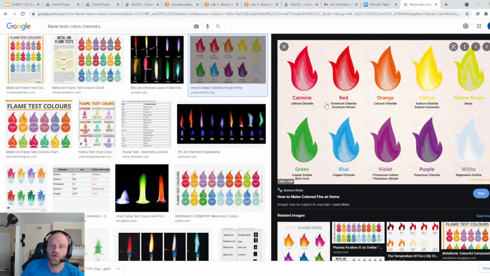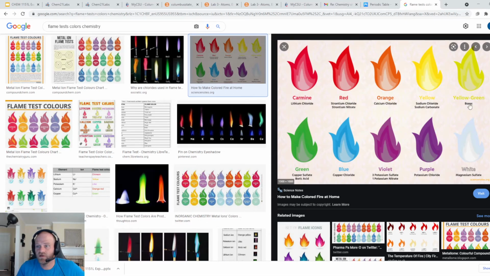Or a metal. Typically, colors are not produced by nonmetals. So if you see chloride, chloride, chloride, sulfur, sulfur, typically those don't produce color. So whatever else is there is what's producing the color. So lithium produces the color, strontium produces the color, calcium produces the color, sodium produces the color. You get the drift? All right. And all of those are in groups 1 and 2, by the way, also.